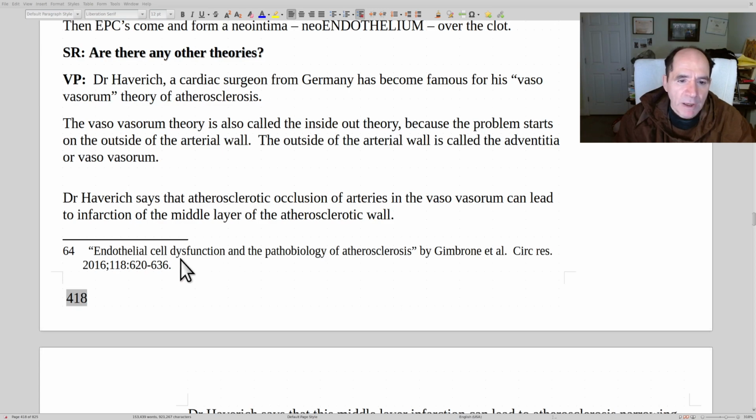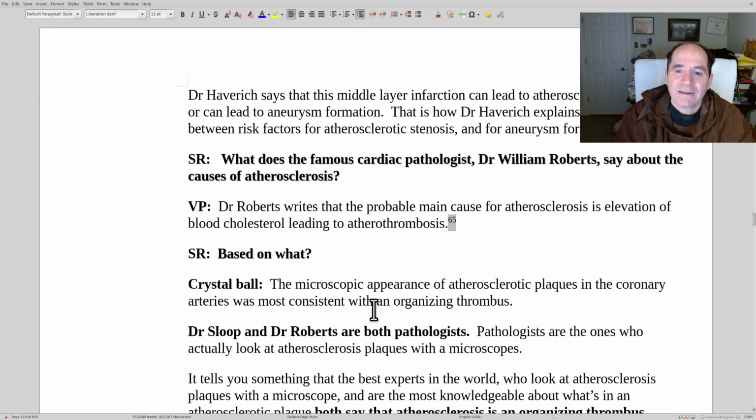Okay, here's one paper, Endothelial Cell Dysfunction and the Pathobiology of Atherosclerosis. Haverich, this cardiac surgeon, wrote a book about the endothelial vaso-vasorum theory of atherosclerosis. It was pretty good. But of course, he's very selective. He's only going to talk about the vaso-vasorum. He's not going to talk about any of this other stuff. And he doesn't, because a surgeon's not going to say, oh, it's all diet. You could fix this stuff with diet. Then his colleagues would be pissed off at him. Are you saying people don't need surgery? What's wrong with you?